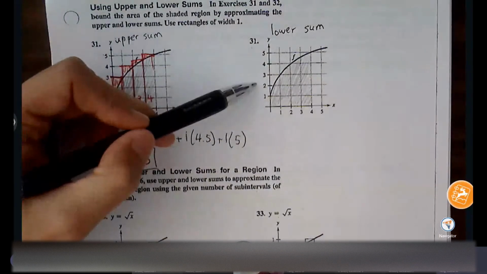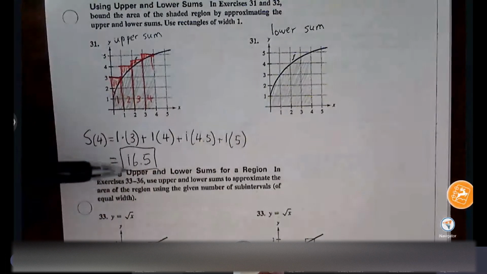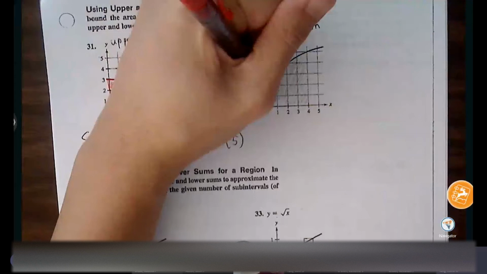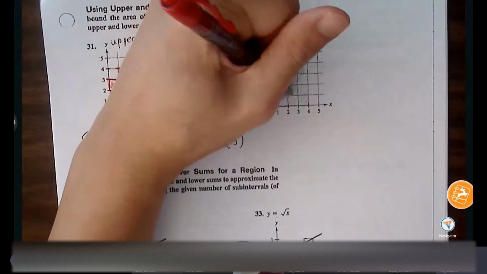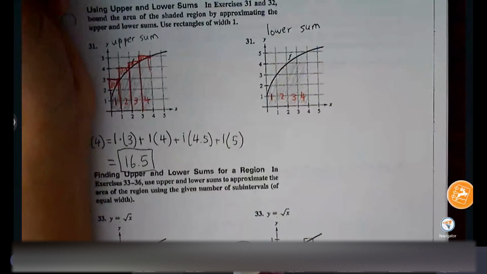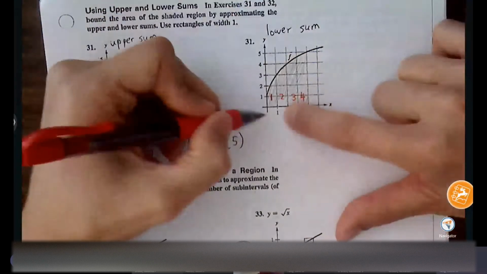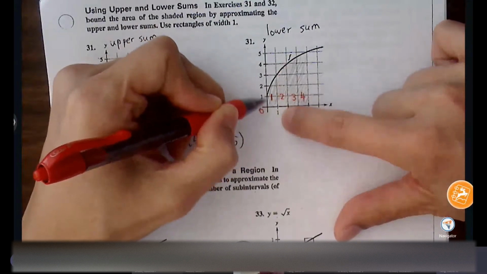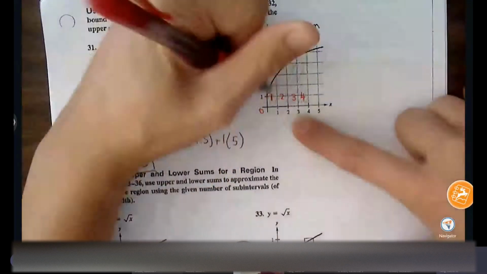Okay, let's do a lower sum. If we do lower sum, we know that we're expecting an estimation that's going to be smaller than 16.5, right? So still the same width, still the same graph, same subintervals. We're just choosing a different height now. So for the first subinterval between f of 0 and f of 1, we want to choose the lower of the two. So f of 0 is hitting a point lower on the graph.